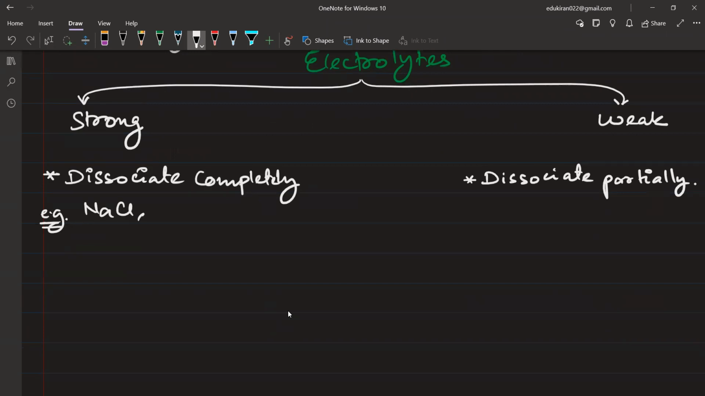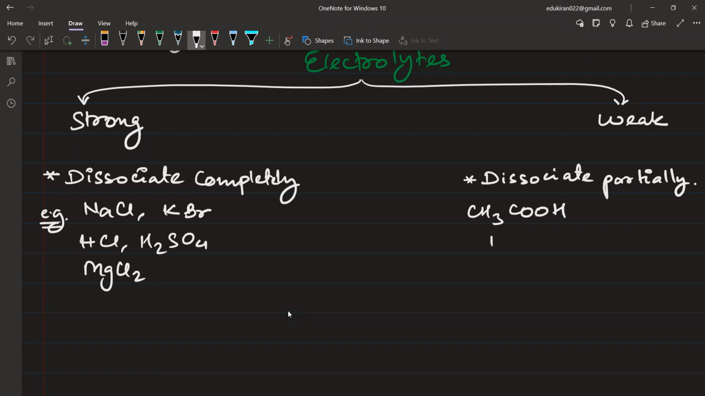Strong ones you will generally remember: NaCl, KBr, HCl, H2SO4, MgCl2. All of these are examples of strong electrolytes. Weak electrolytes will generally be organic acids and organic bases. So you'll have CH3COOH, acetic acid, ethanoic acid, NH4OH, then you have HCN, and you have ammonia. All of these we can classify as weak electrolytes.